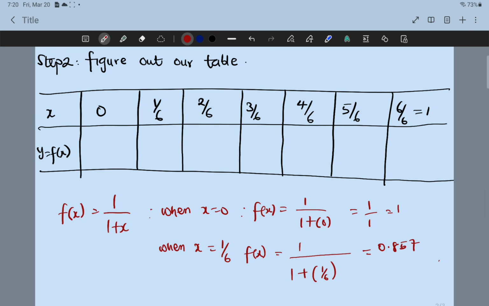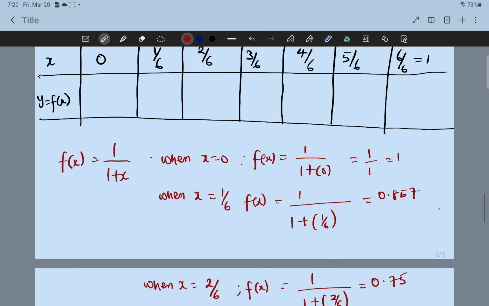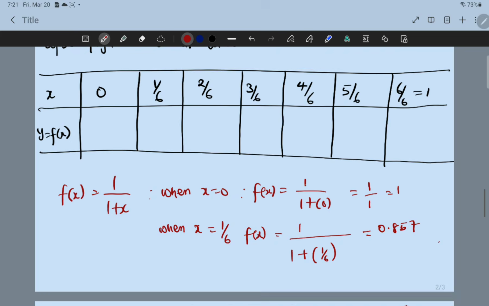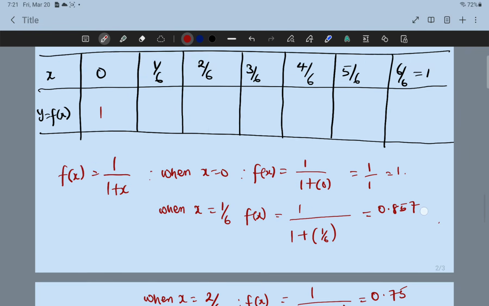All right, so just as we said, F of X would then be 1 over 1 plus X, and then you start to impute the value. So when X is equal to 0, F of X is 1 over 1 plus 0, so we have 1 over 1, which is 1. So we're going to put that here, 1. Is that okay? The next one is when X is 1 over 6.